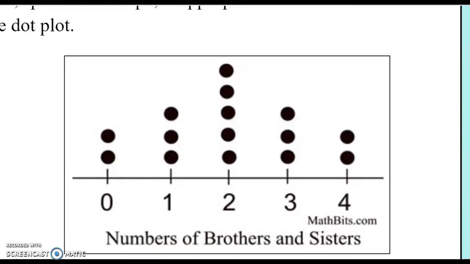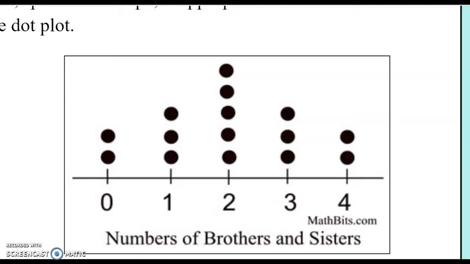Hi guys, today we're just going to talk about the basics of a dot plot and how you would use the information presented in a dot plot to actually calculate some or all of the common measures of central tendency. So we're going to look at this particular dot plot, which looks to be giving you the number of siblings.